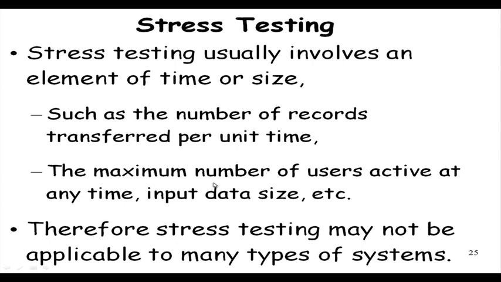For example, the number of records to be transferred per unit time, maximum number of users active at any time. For example, a system may be designed to support 10 active users at any time. Now, during stress testing, we have to check that if there are 11 active users, does the system still function even though in a slightly degraded mode, or does it go into a crash or a hang? If it is performing with 11 users, when 10 is the specified number of users, in a slightly degraded mode, it passes its stress testing.